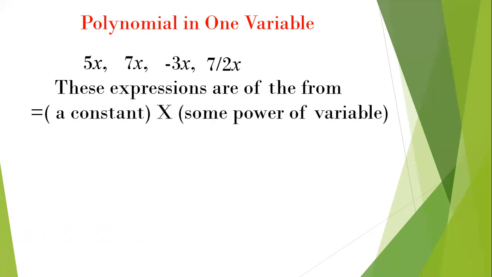So how is this polynomial formed? A constant times some power of the variable. So what are the constants? 5, 7, minus 3, 7 by 2 are the constants. And what is the variable? x is the variable.